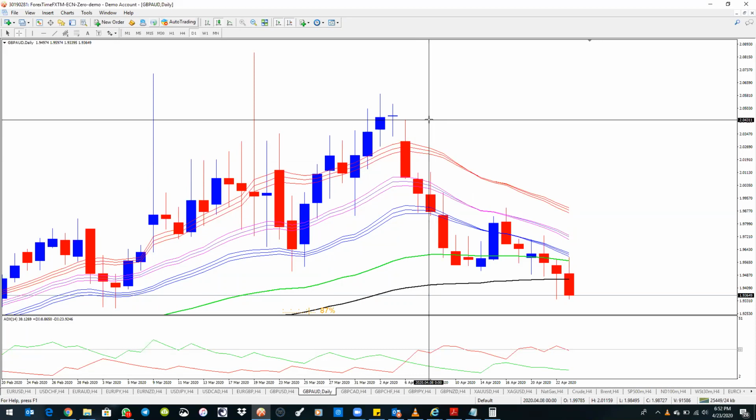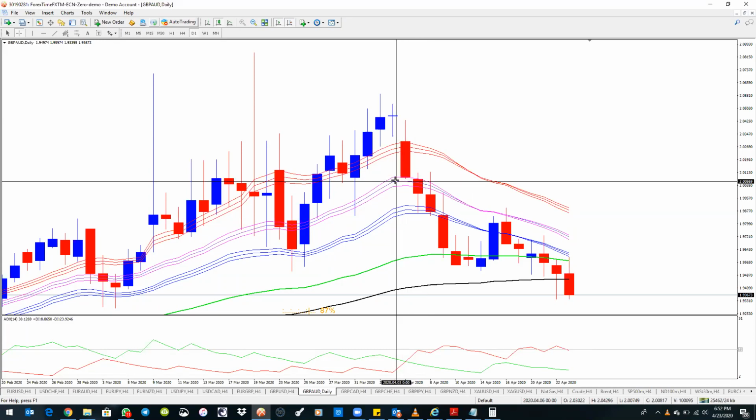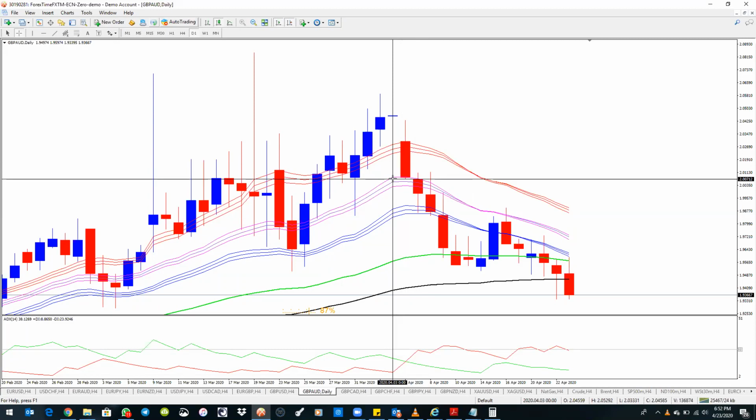Now, the highest price the market had for that day is 204311. And the lowest price is just a little bit below the close price, and that's 200712. That is how you calculate your open, high, low, and close.